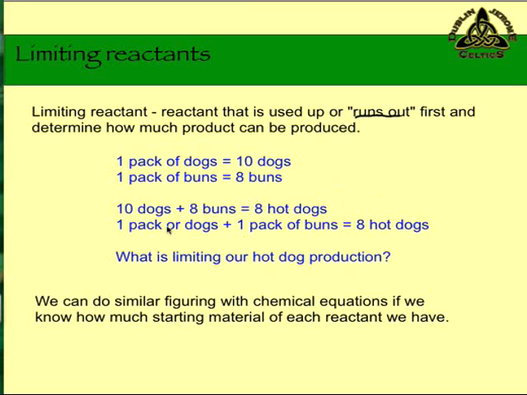So you could also write that little equation out: one pack of dogs plus one pack of buns is 8 hot dogs. Our limiting factor in the hot dog production is the buns. Of course, they sell the 12 package of buns too, but then you're short 2 dogs, and that's no fun. We can do similar figuring with chemical equations if you know how much starting material of each reactant you have.